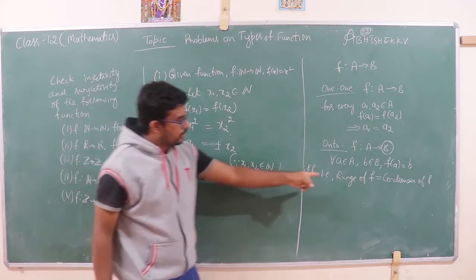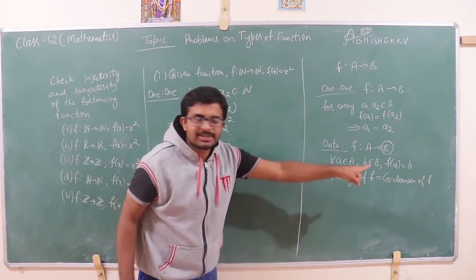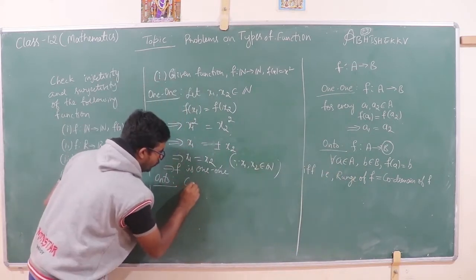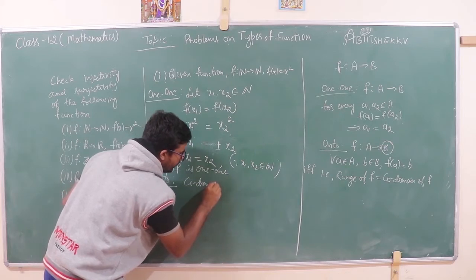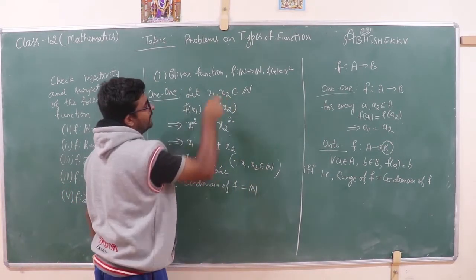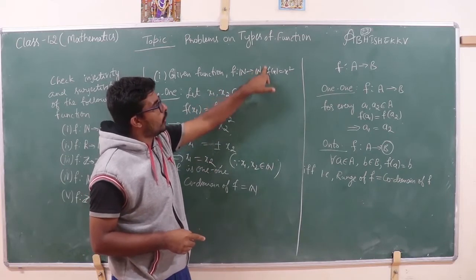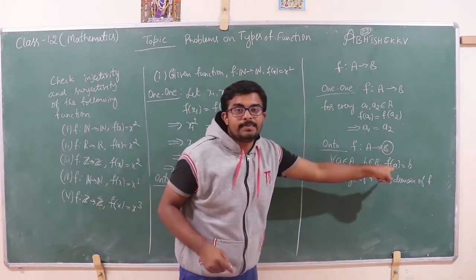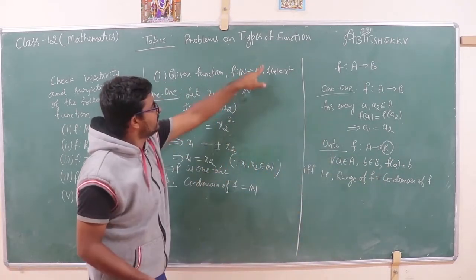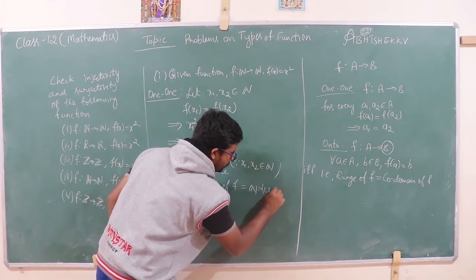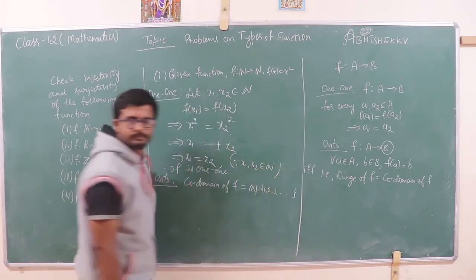We need to check whether the range of the function is equal to the codomain of f. What is the codomain here? The codomain of the given function f is the set of natural numbers. I already told you, if you consider f from A to B, then the whole set B is the codomain. Here, the codomain is the set of all natural numbers, which is 1, 2, 3, etc. Fine.